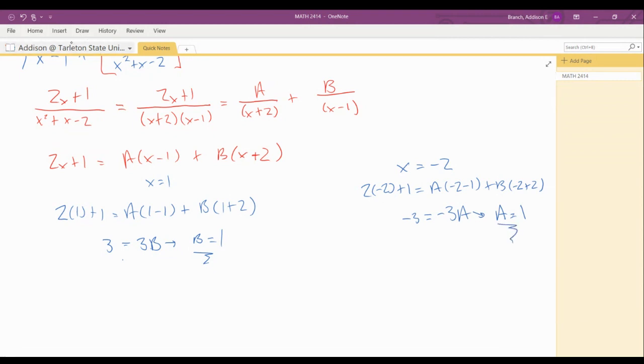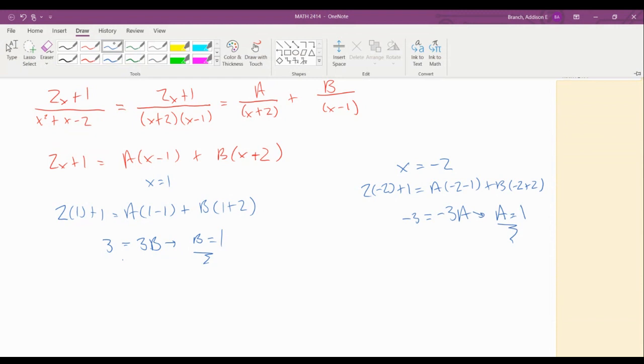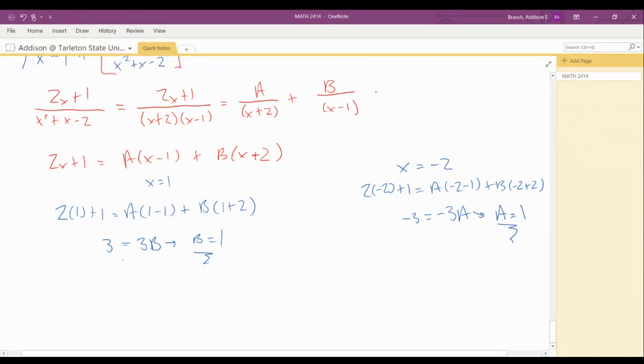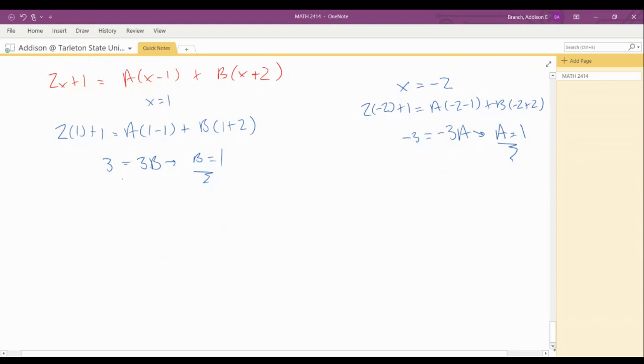So now we can say that this is for sure equal to 1 over x plus 2 plus 1 over x minus 1. So now let's go back to our full integral.